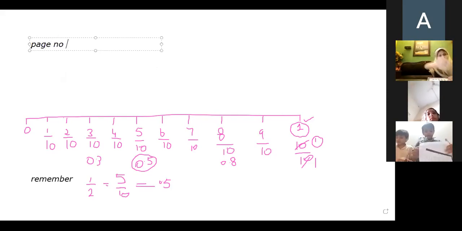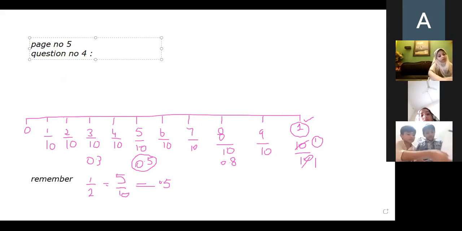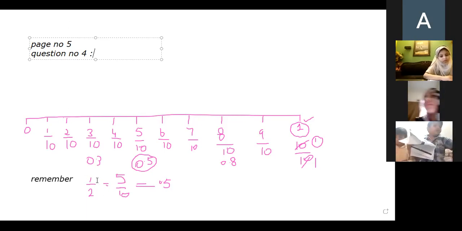Page number 5. In this, we have question number 4, which is about changing these fractions to tenths and writing them as decimal fractions. First, we have to do what? Change these fractions into tenths, then write them as decimals. First, we have to write the question. Then we convert it into tenths. Then we have to show it in a decimal.